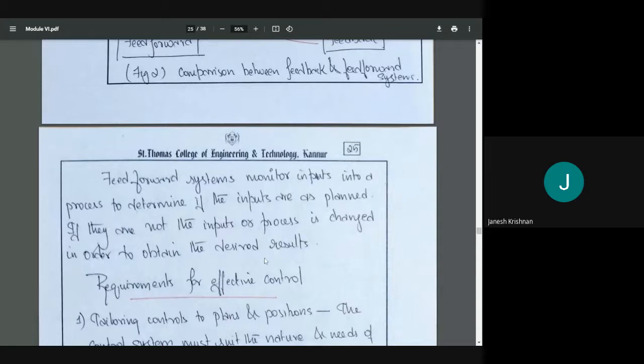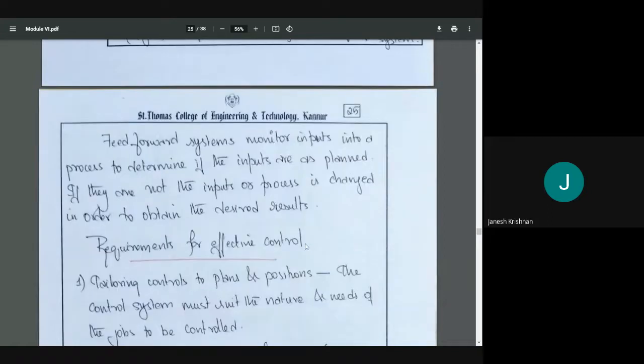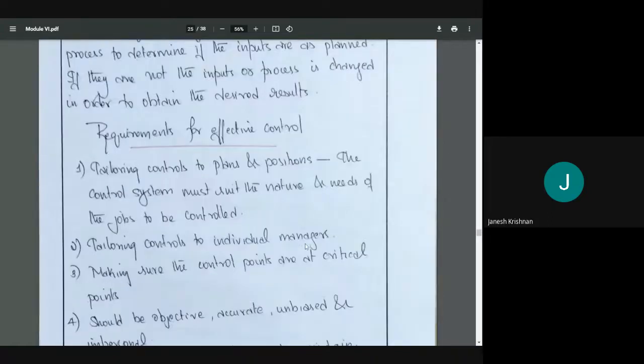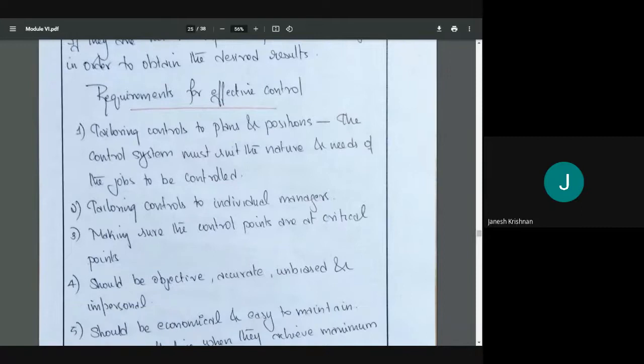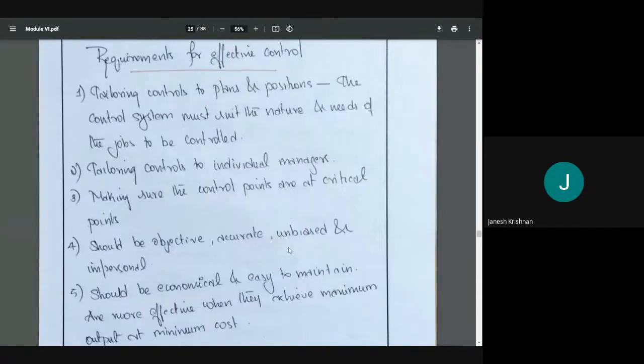So we are monitoring continuously. If we see something lacking, we have to take corrective measures. Right now, what are the requirements for an effective control? I believe you don't have any doubt in there. If you have any other, please let me know. Now, what are the requirements for an effective control?